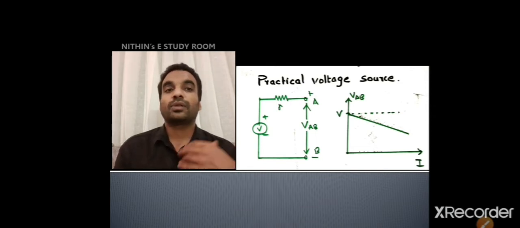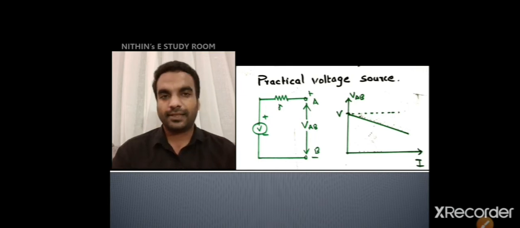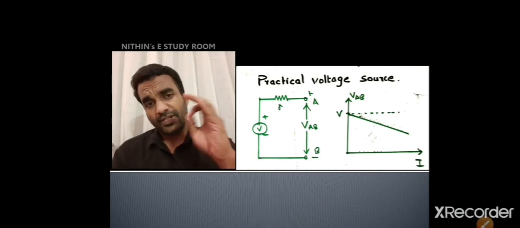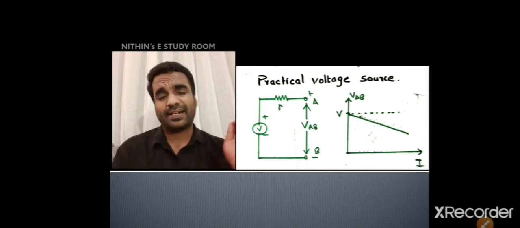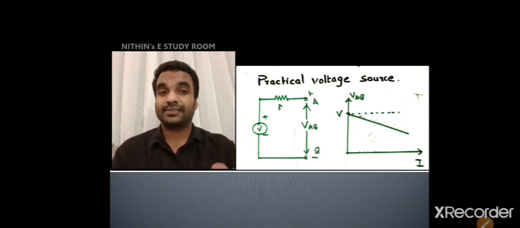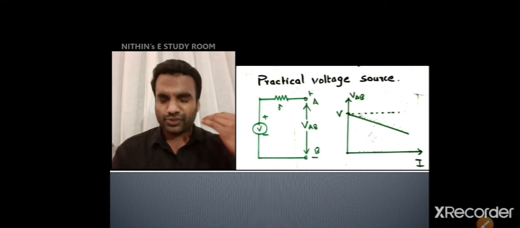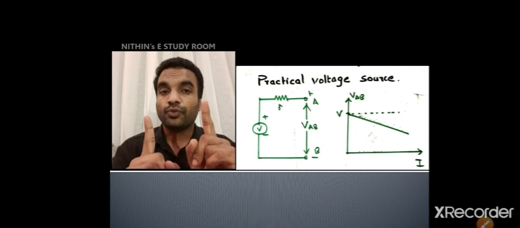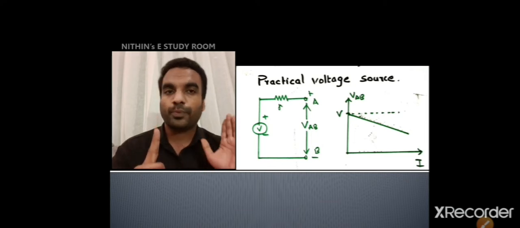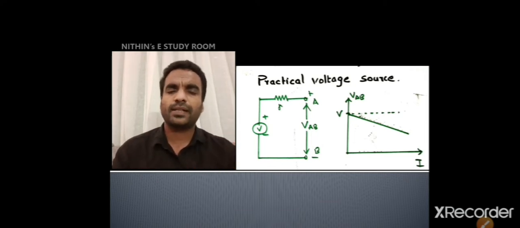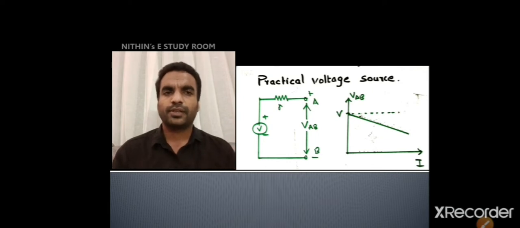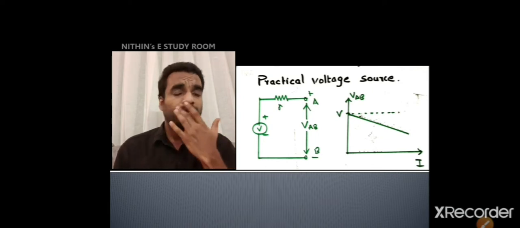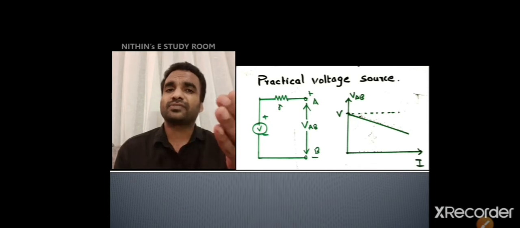So when you are connecting more and more resistance in parallel, what happens? The equivalent resistance reduces. If you connect two 5 ohm resistors in parallel, that gives 2.5 ohm. If you connect two 10 ohm resistors in parallel, that gives 5 ohm equivalent. So as you connect more and more resistors in parallel, the equivalent resistance value will reduce, and as an effect of that, current will also increase.